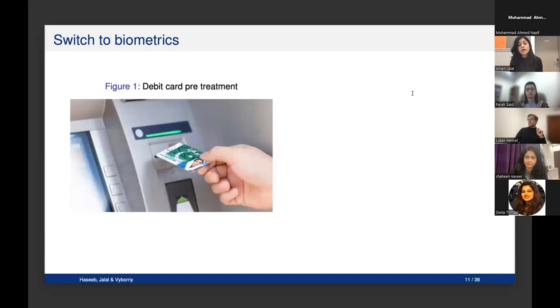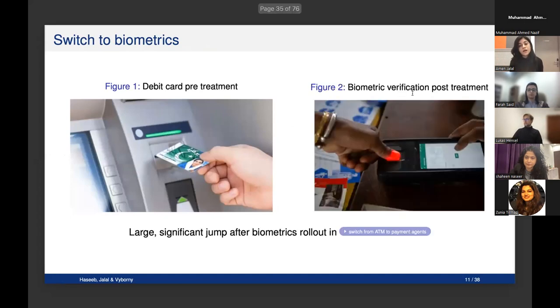Just to give you a quick sense of the type of shift we're talking about. Previously you had this ATM card: you take it to a machine, you insert it, you put in your PIN, it spits out money, you go home. Now we have these biometric readers where you go to someone like a mobile money shop owner, equipped with these machines, and you scan your fingerprint. Then they say, yes, your thumbprint matches, here's your money, or no, it doesn't and I cannot give you money.